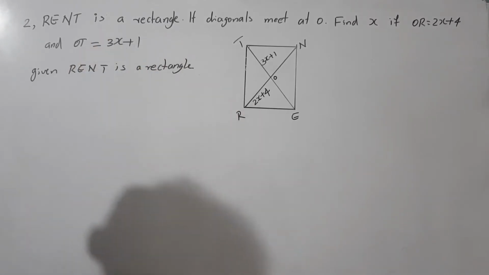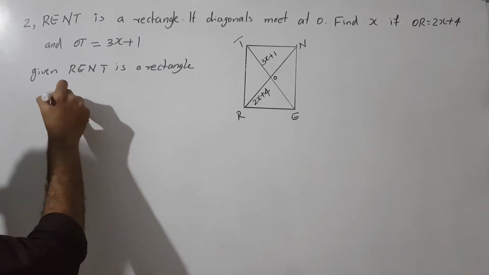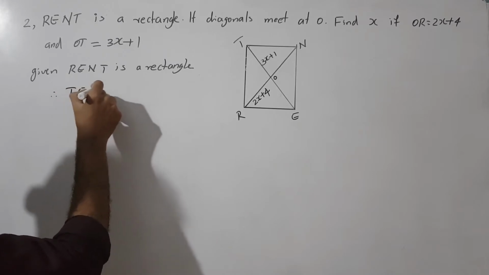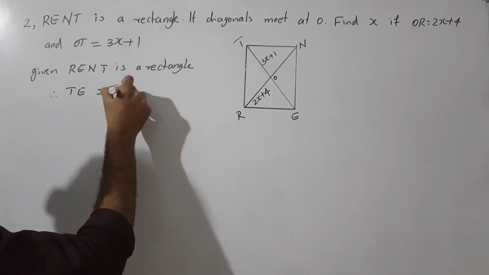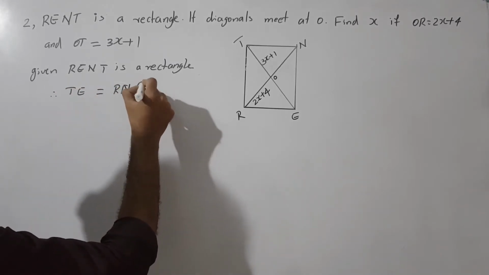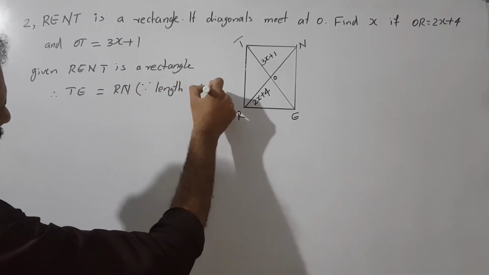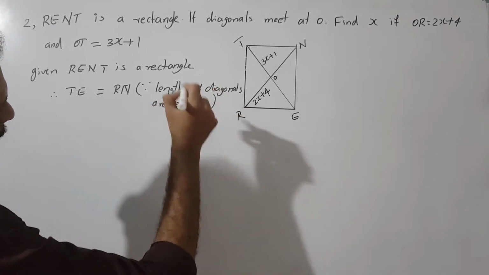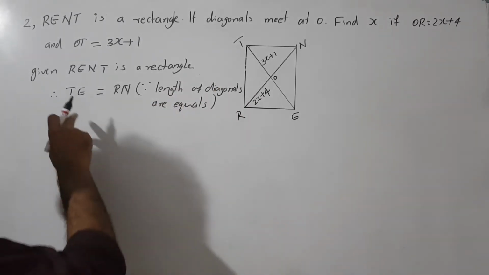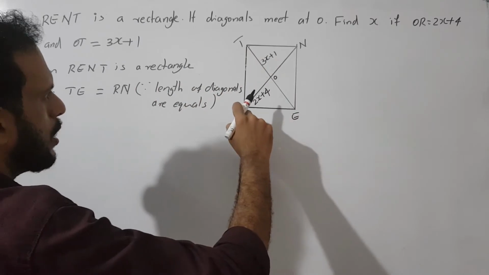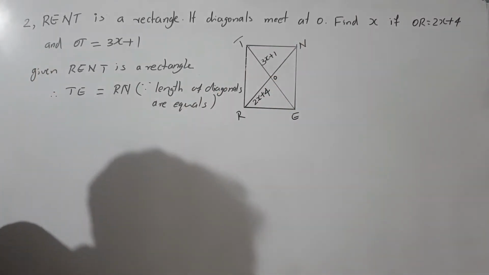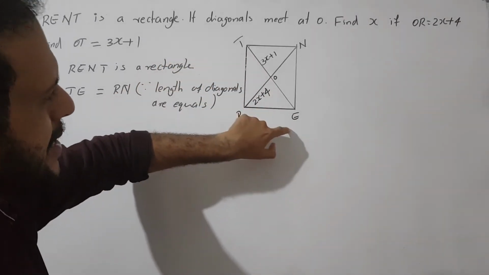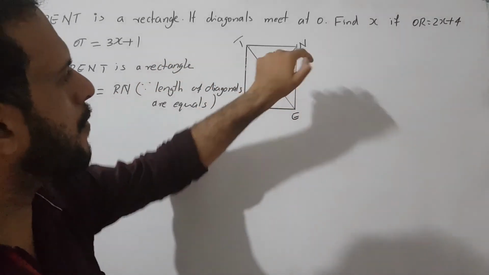Okay, RENT is a rectangle. Therefore what are equal? TE is equal to RN. What is the reason? Since the lengths of diagonals are equal. Then we know that TE is equal to RN. So it's very clear that half of TE is also equal to half of RN.